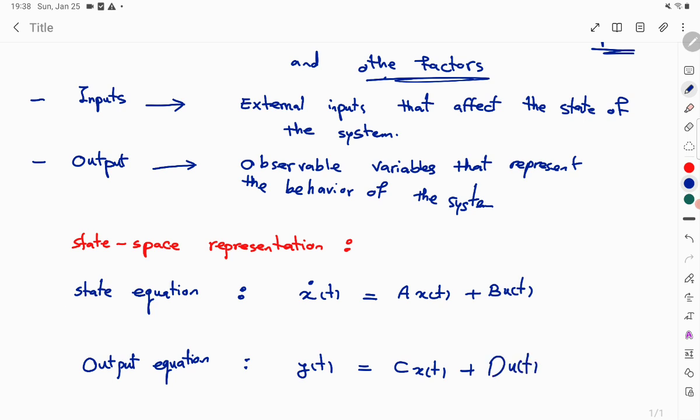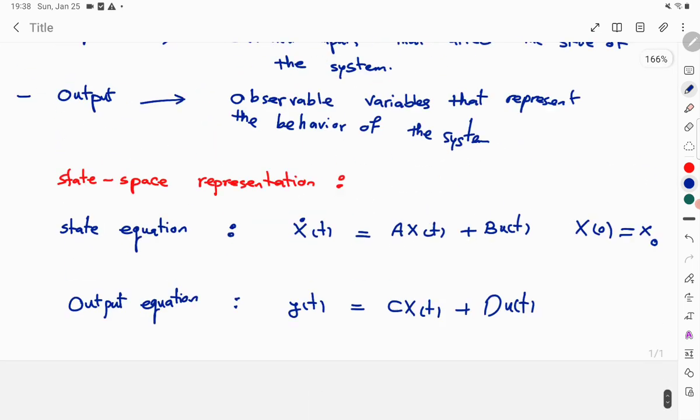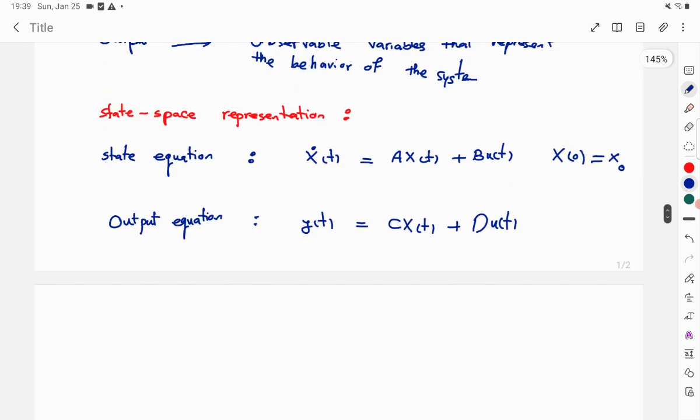And by the way, for the state equation, we have the initial condition of the system, let's say x0. Because in this state equation, x is actually a vector, maybe it's better to write it with a capital letter, to make sure everything is in vector form. Also for the output equation, let's consider a capital letter for X.